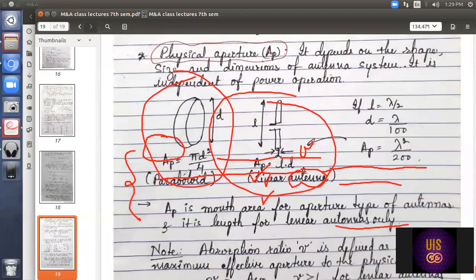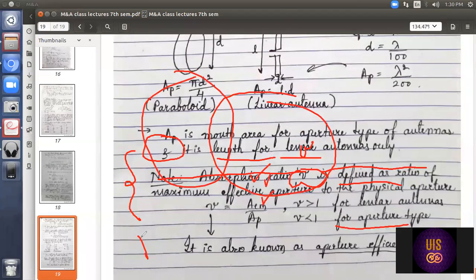See, paraboloid, horn antenna, all these are what? Aperture type of antennas. Horn antenna, then paraboloid, and then helical probably. We have many antennas wherein the aperture type is very important. For those the value is less than 1, and for linear antennas it is greater than 1. This is absorption ratio.